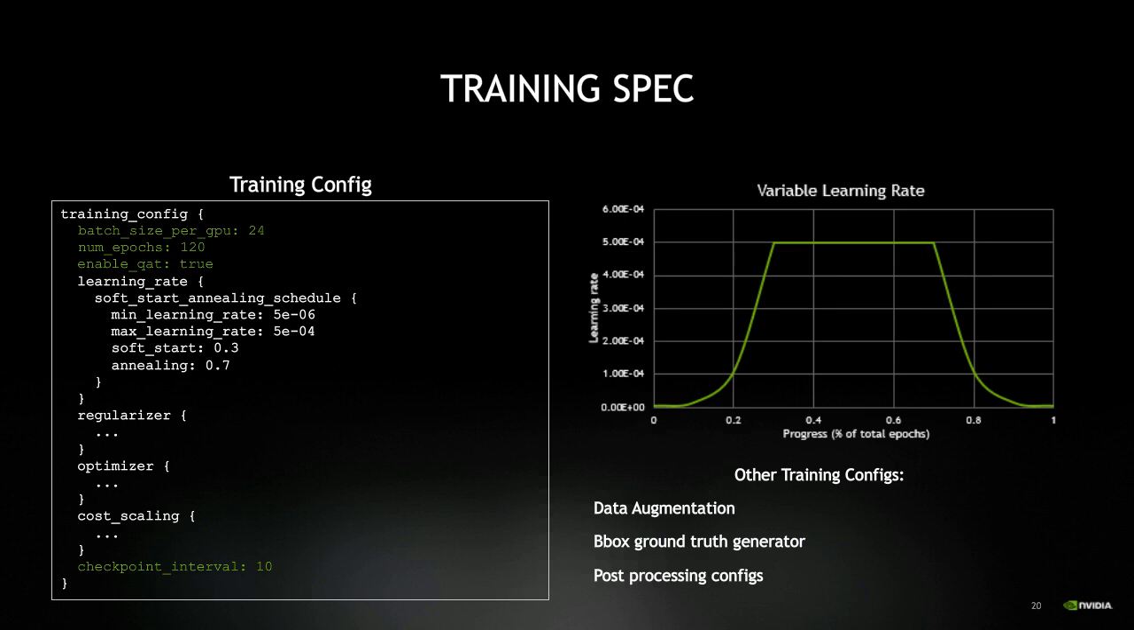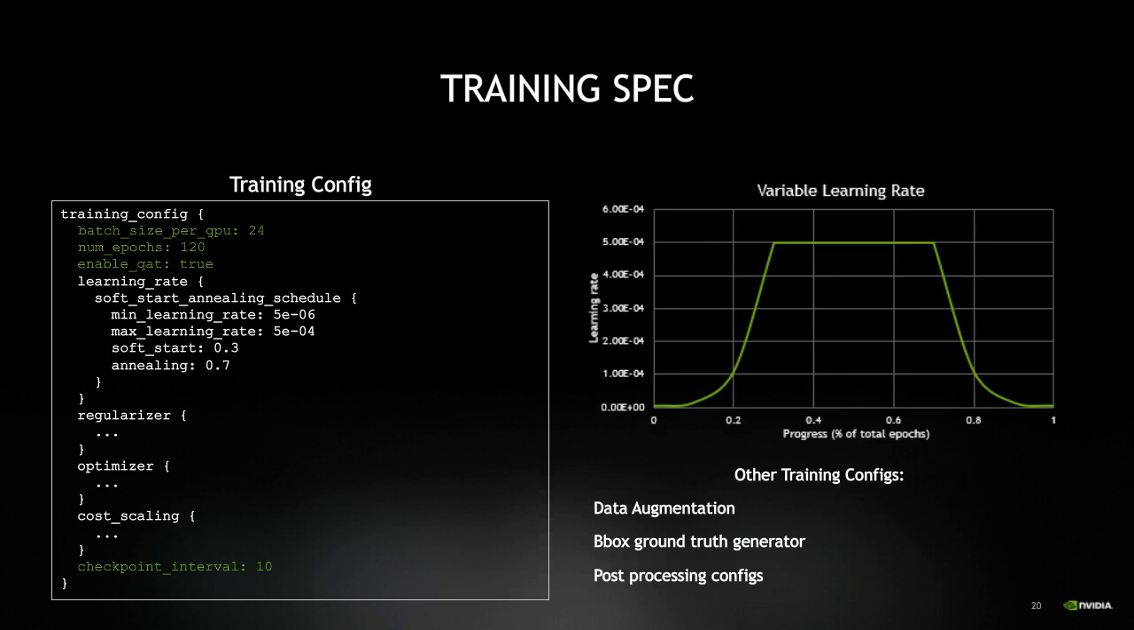TLT supports variable learning rate with a soft start. The learning rate will start from the min learning rate of 5 times 10 to the negative 6 at epoch 0 and slowly climb to the max learning rate of 5 times 10 to the negative 4 when it reaches 30% of max epochs. These values are configurable using the learning rate option in the config file. Finally, other training options that you can configure are data augmentation, bounding box ground truth generator, and post-processing config. Some of the options might be different depending on the model architecture. DetectNet V2 offers the most options and flexibility for our advanced users.